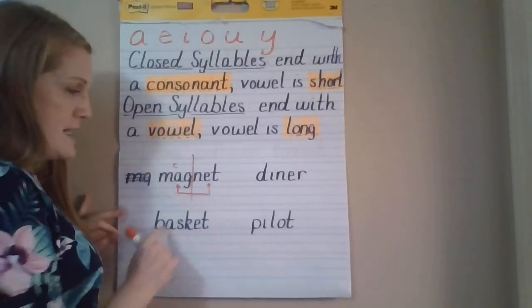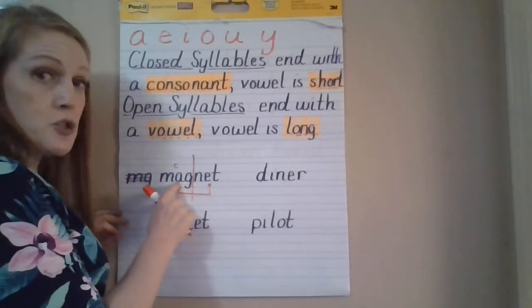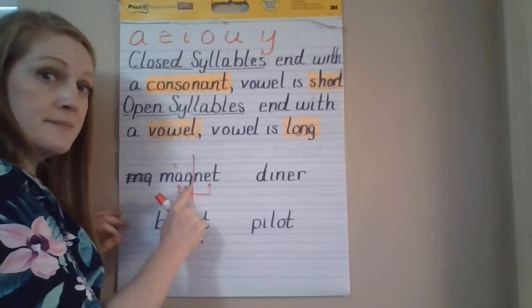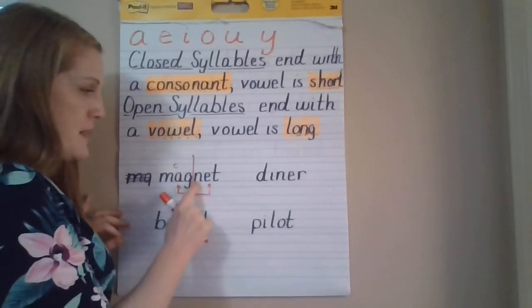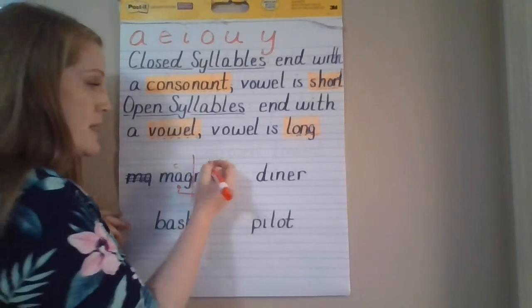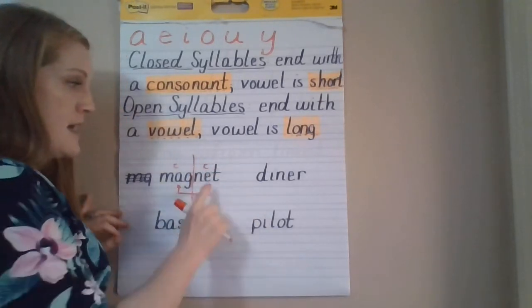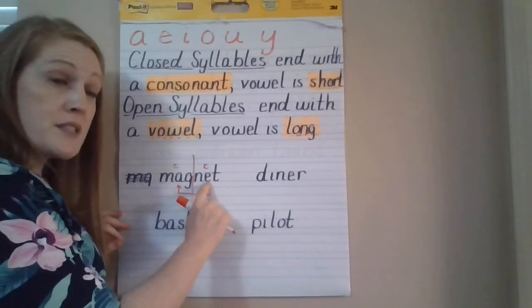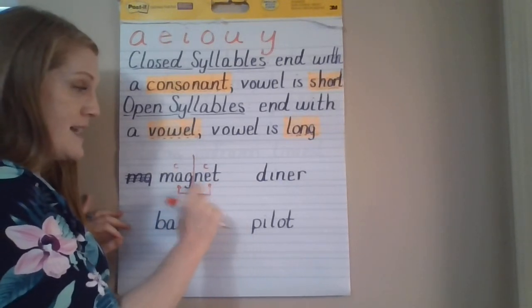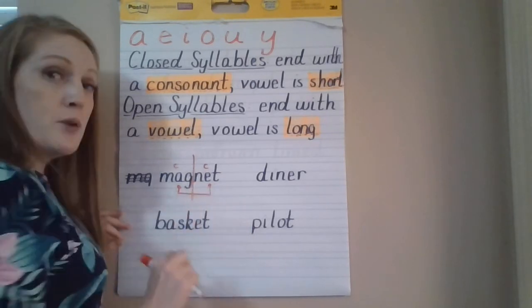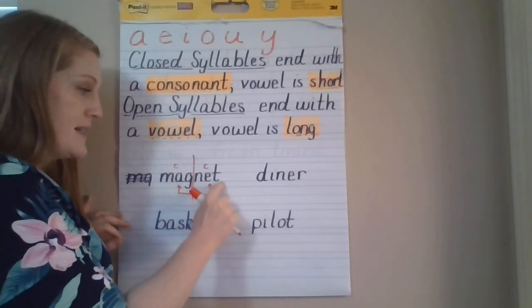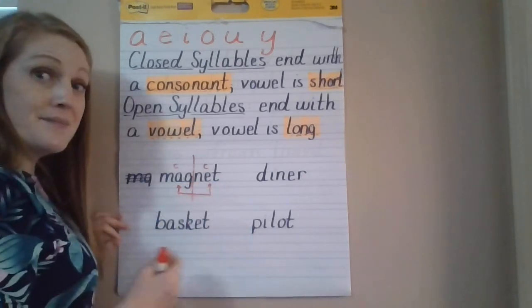So if I read this, closed syllable, this is going to be a short A. Ag, mag. Going to come over to the next one. This syllable also ends with a consonant, so it is going to be closed, and that means that this E will be short. So I can sound this syllable out to say n-et, net. So I can put the two syllables together to read this word, magnet, magnet.